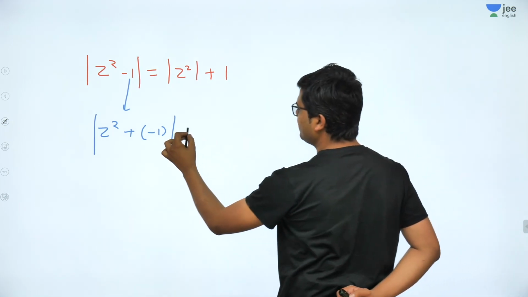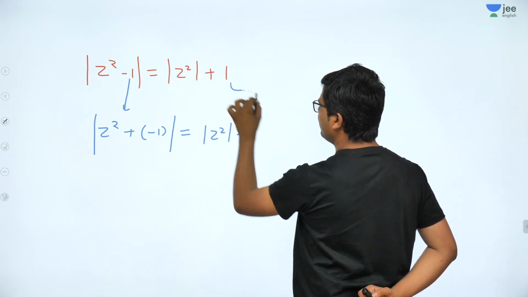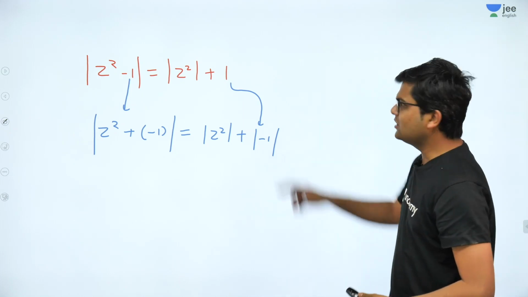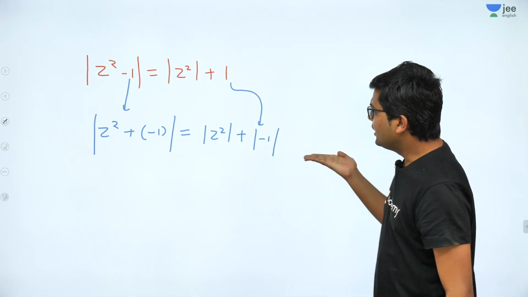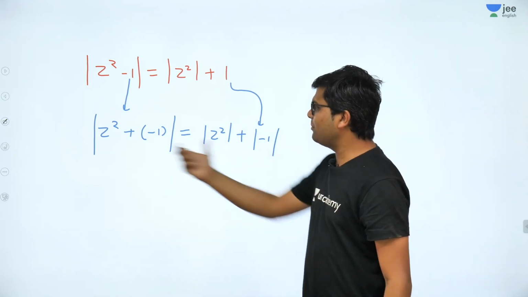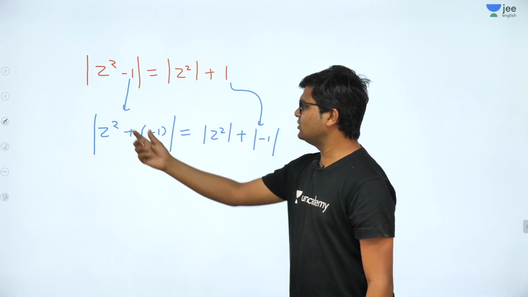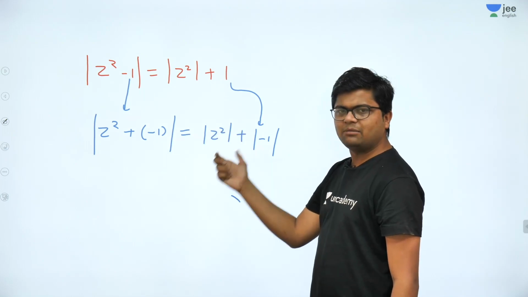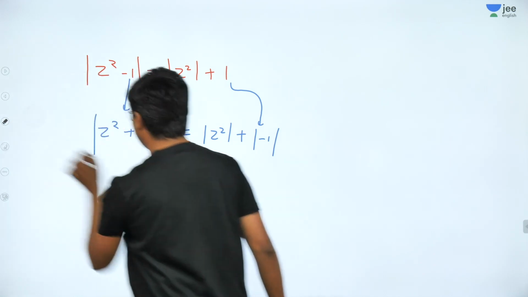This is given to me as mod of z square plus mod of 1, and this 1 can be written as modulus of minus 1. Got my point? Therefore, if I rewrite this equation in this format, I can easily say that this is z1, this is z2. Now z1 plus z2 whole modulus is equal to modulus z1 plus modulus z2. This is the interpretation that we need to do.